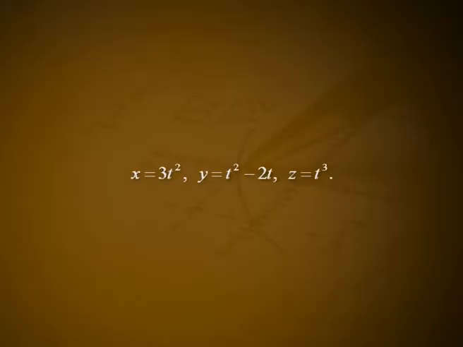Example 8. A particle moves along the curve x = 3t², y = t² minus 2t, z = t³. Find the velocity and acceleration at t = 1. Solution. Here the position vector of the particle at a time t is given by vector r of t = x of t i + y of t j + z of t k, which is equal to 3t² i + (t² minus 2t) j + t³ k.